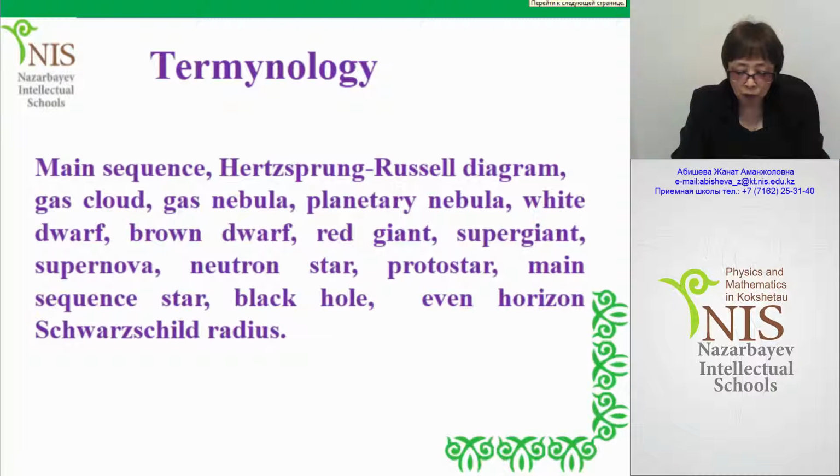In this topic, we use the following terminology: main sequence, Hertzsprung-Russell diagram, gas cloud, gas nebula, planetary nebula, white dwarf, brown dwarf, red giant, supergiant, supernova, neutron star, protostar, main sequence star, black hole, event horizon, Schwarzschild radius.